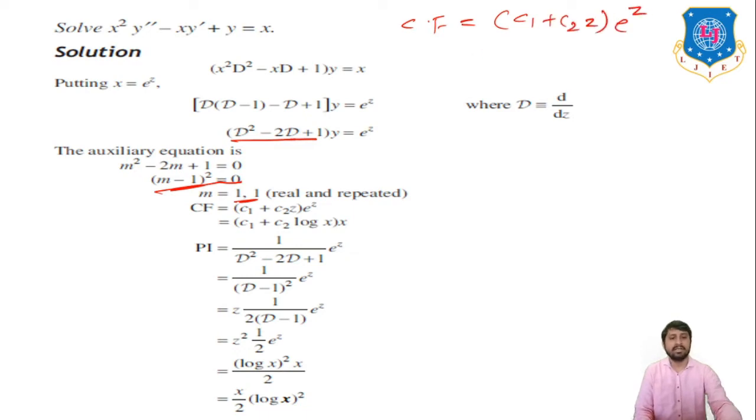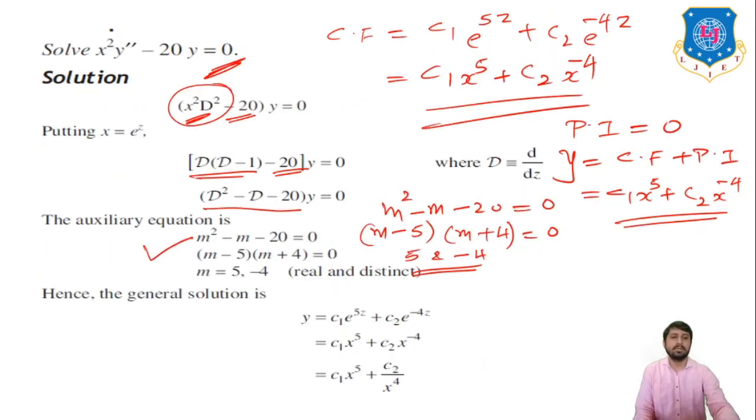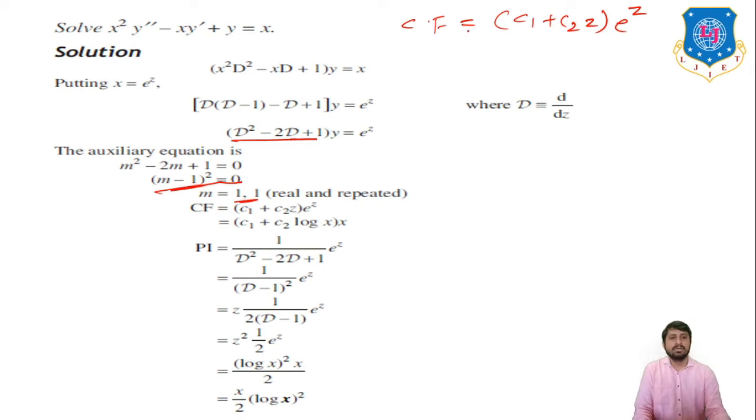And now we know that x is e raised to z and z is log x. So instead of e raised to z I can take x, and instead of z I can take log x. So this I can write as c1 plus c2 log x into x, so c1 x plus c2 x into log x. So y1 is x and y2 is x log x.